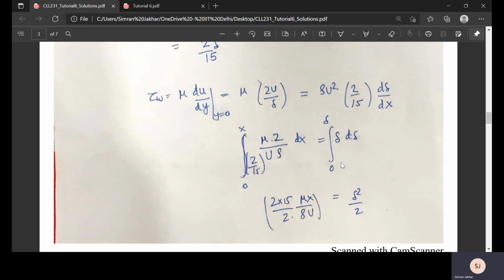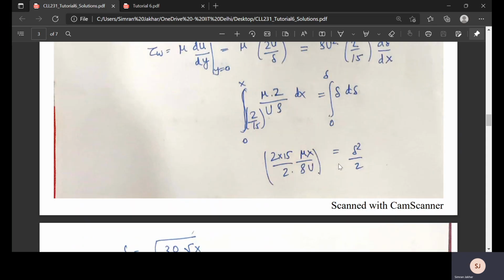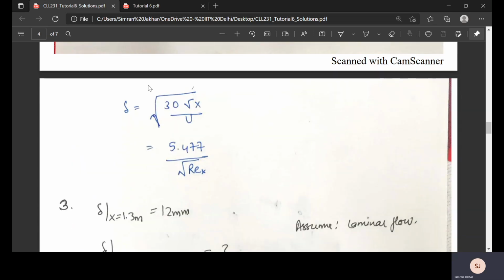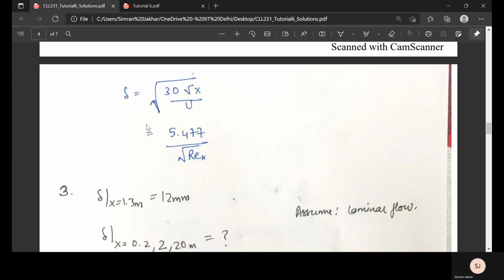At x equals 0, delta is 0, and at any x, delta equals some variable delta. So we can integrate and solve it. This is how we will get the expression of delta in terms of x, and we can replace this term with the Reynolds number. So delta will come out to be 5.477 x by square root of the Reynolds number.